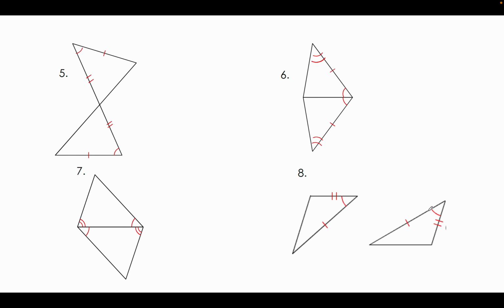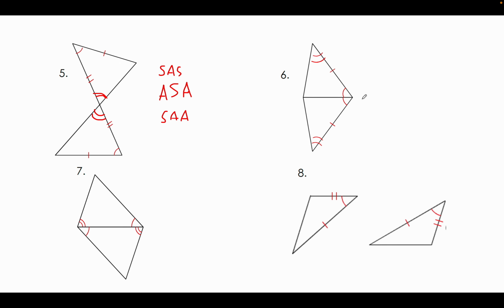Number 5. What postulate or theorem? SAS. SAS. Okay. What if I add here, since the two are vertical angles, we have an angle. ASA. ASA and SAA, po. SAA. Okay. And then, let's have number 6.